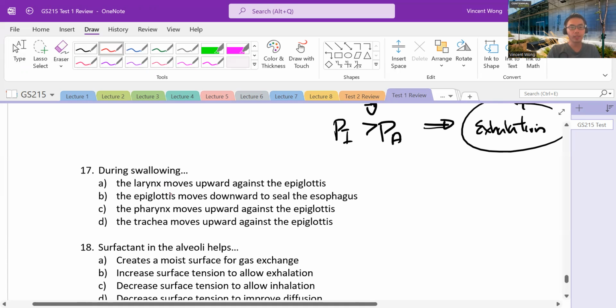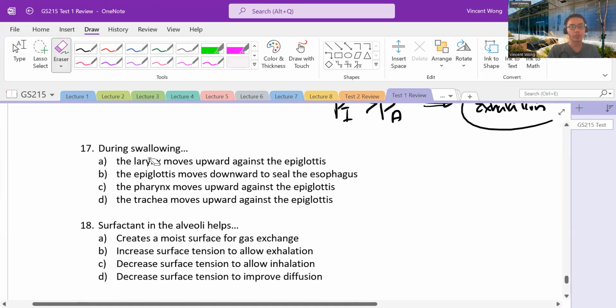During swallowing, which of the following occurs? The larynx moves upward against the epiglottis. The epiglottis moves downwards to seal the esophagus. The pharynx moves upward against the epiglottis. The trachea moves upward against the epiglottis. Okay, the epiglottis itself does not move, so that's not correct. The larynx is the one that moves upwards against the epiglottis.